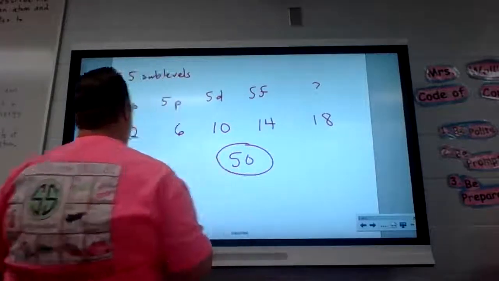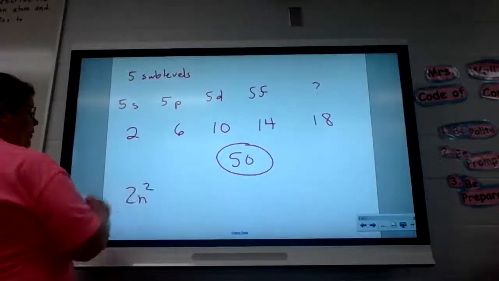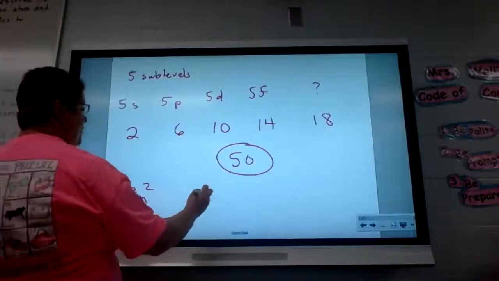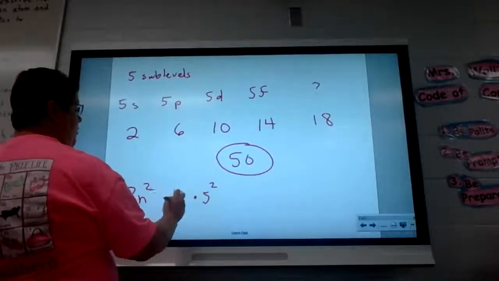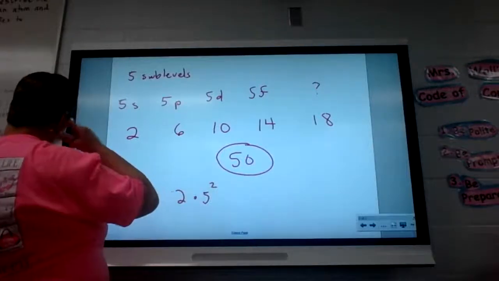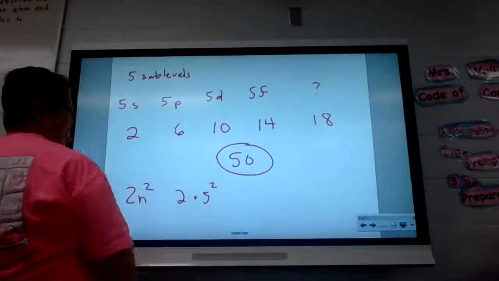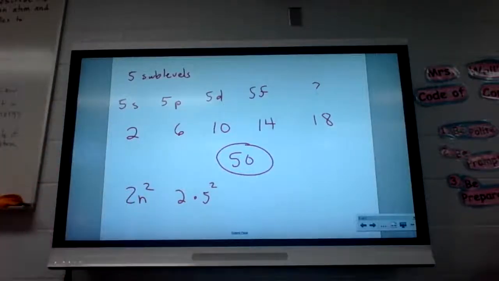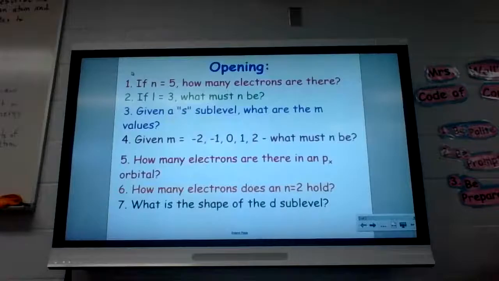Now, the shortcut to that is 2n squared. So 5 squared times 2. 5 squared is what? 25 times 2 is 50. So you get the same answer, you just don't have to do as much work. If you can't remember to use the shortcut 2n squared, it's completely cool to do it the old-fashioned way, the first way I showed you. Okay? Questions about that? All right, number 2.